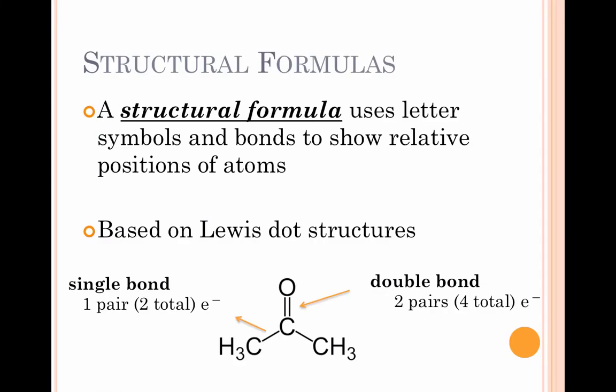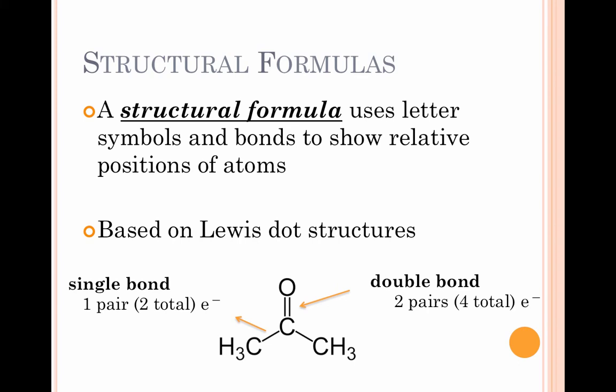First, we're going to talk about a structural formula. The word structure always means what makes up something, or what something looks like, or the makeup of something. So a structural formula uses letters, symbols, and bonds to show relative positions of the atoms. It's based on Lewis dot structures. If you recall, we did Lewis dot structures with valence electrons in chapter 5, where you figured out how many valence electrons and you put them around the atom. And this is just another offset of that.